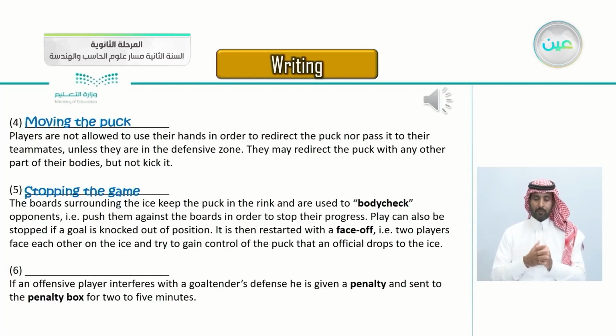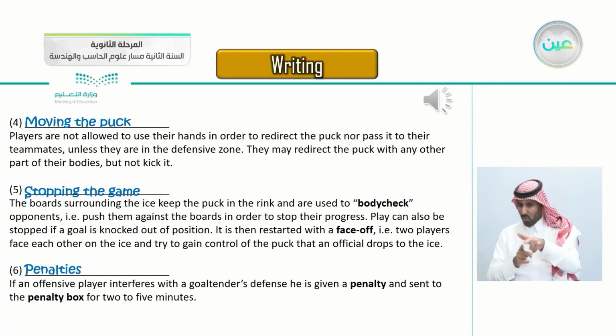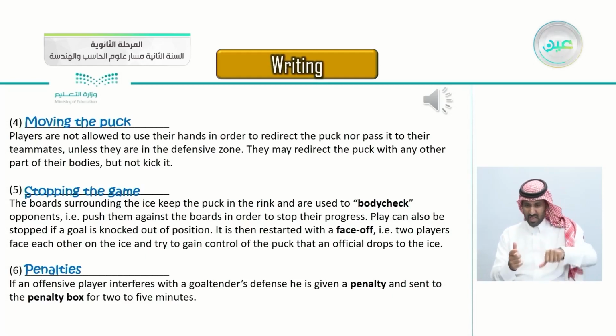What about number 6? I think this is an obvious one. Of course, it's talking about penalties. If an offensive player interferes with the goaltender's defense, he is given a penalty and sent to the penalty box for 2 to 5 minutes. Excellent.